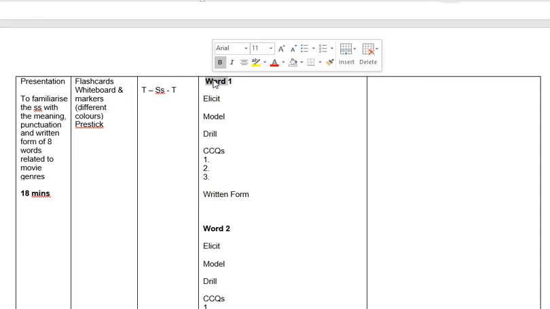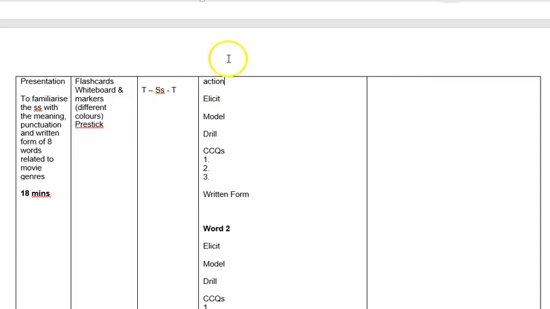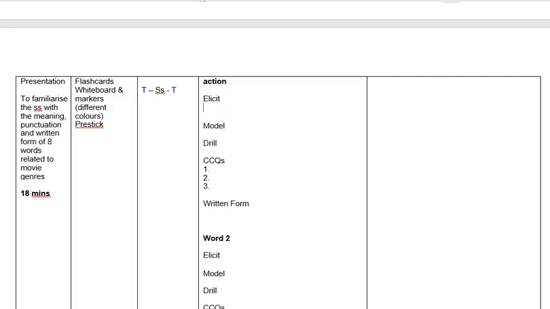So let's look at an example. Our first word is action. Remember, it's a common noun, so it's all written in lowercase. Your eliciting should be based on the picture. In the example lesson plan, you'll see the pictures that I've used in the board plan.